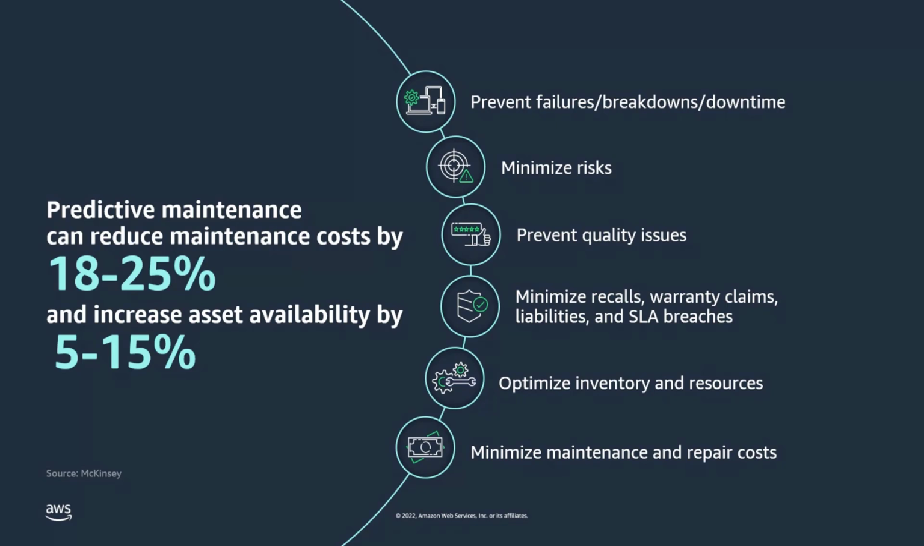Minimizing risks. That one seems fairly obvious, but if you're working in a dynamic environment where things are constantly changing, being able to minimize and manage your risk across your machinery at scale can be really valuable. Preventing quality issues. If you have a piece of equipment that is malfunctioning and you are not aware of that in sufficient time, that can potentially impact quality of your final product, for instance, coming off of a production line, which in turn, of course, impacts cost as well if you have to scrap or rework product due to quality issues. And then other areas include minimizing recalls, warranty claims, liabilities, and SLA breaches, optimizing inventory and resources, and of course, minimizing maintenance and repair costs.